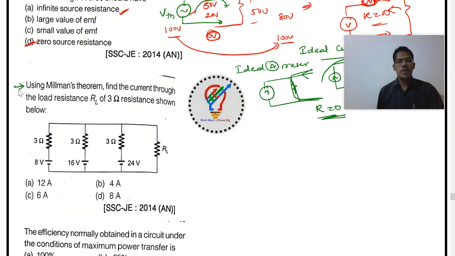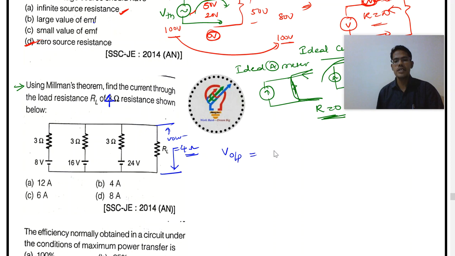This question is from the network theorems. Okay, using Millman's theorem, find the current through the load resistance RL, which will be 4 ohms here, shown below. The RL value here is 4 ohms, a printing mistake. Now by using Millman's theorem, first we are going to find the output voltage. So V output here we are going to calculate.